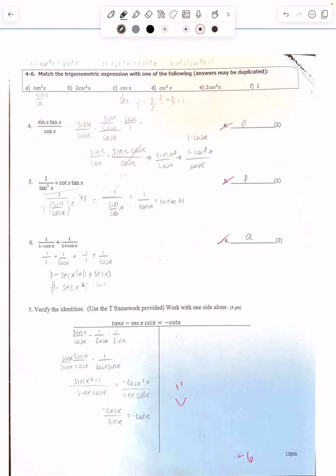Let's see. So I know sine over cosine. If I just do the opposite of what you're doing, if I write this as sine over cosine times tangent, just sort of separate it, I know that sine over cosine is tangent. And tangent times tangent is tangent squared. That's A.